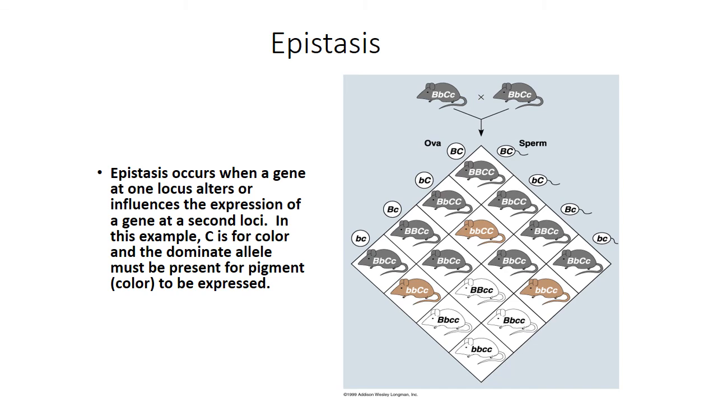So we can count it out. Because the little c's right here affect how the B's are expressed. So the little c's affect how B is expressed. That's epistasis: how one gene can affect another locus and how it is expressed.